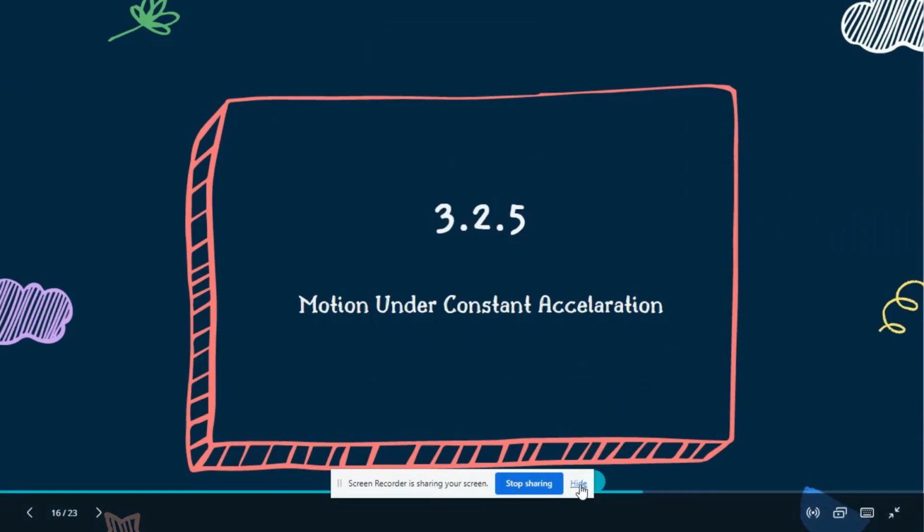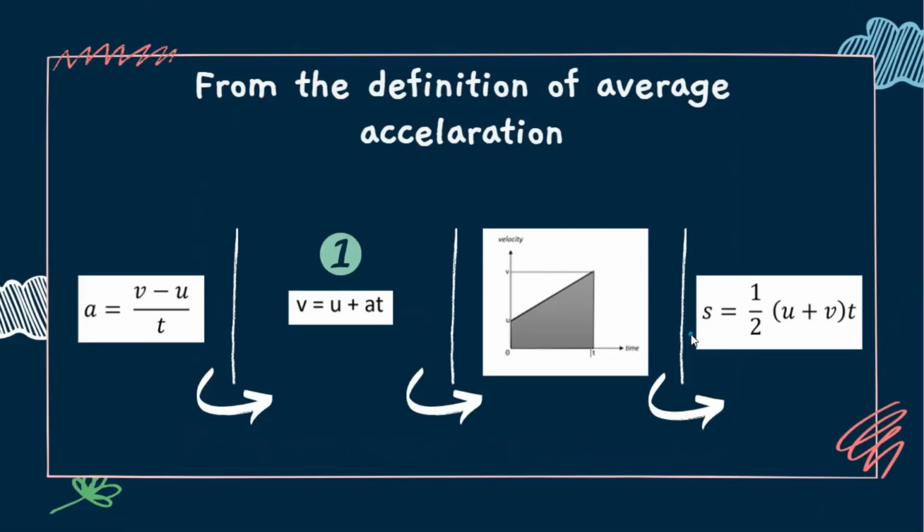So for 3.2.5, it was about motion under constant acceleration. In the motion under constant acceleration, from the definition of average acceleration, we can get four formulas from this definition, which we get from the formula of acceleration or uniform acceleration.